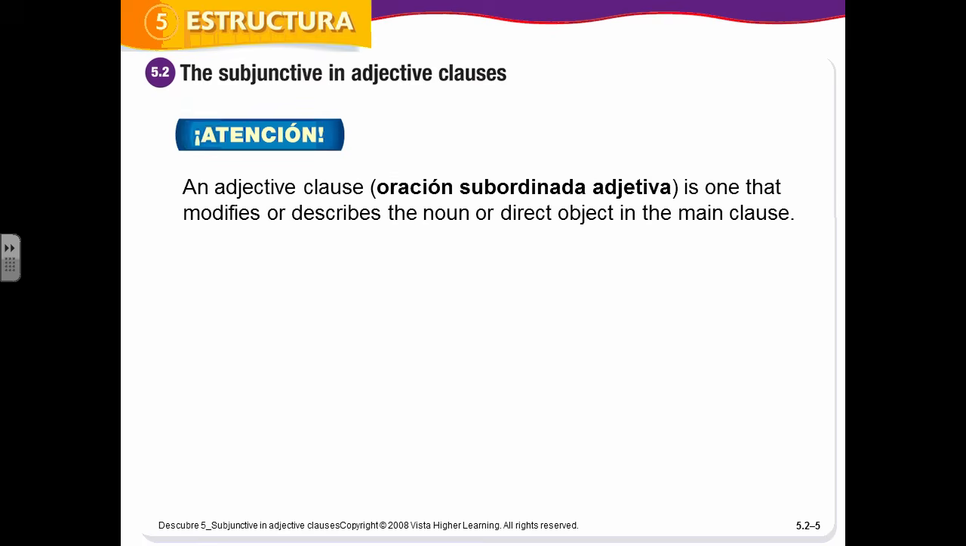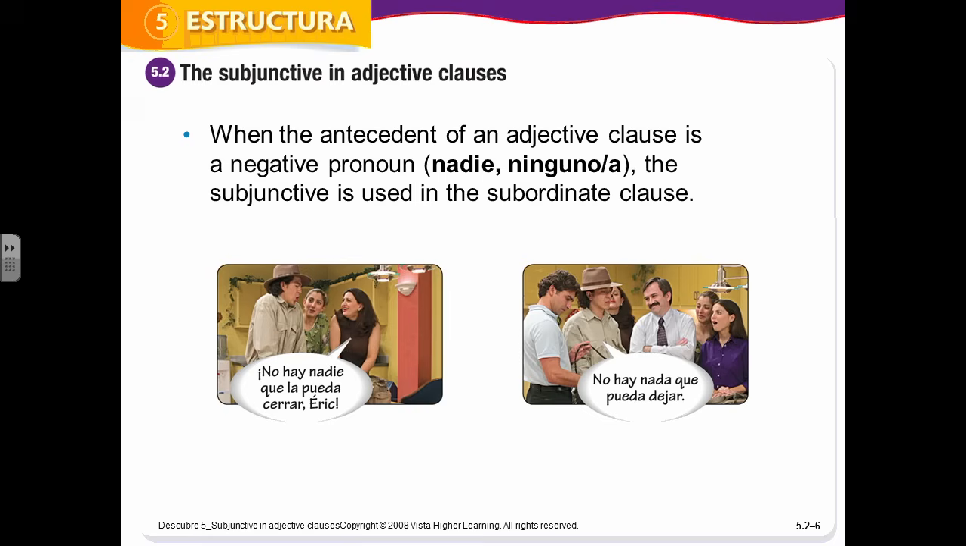Okay. Atención. An adjective clause is one that modifies or describes the noun or direct object in the main clause, and that's what we've been talking about. So the second part after the que is actually describing the antecedent, and that's why it's called an adjective clause.